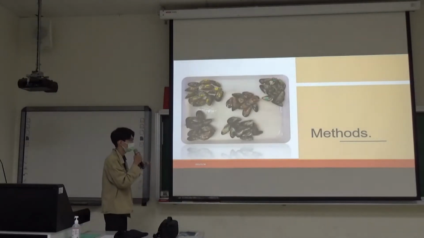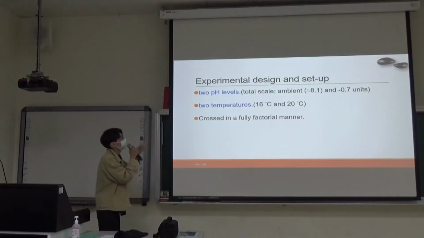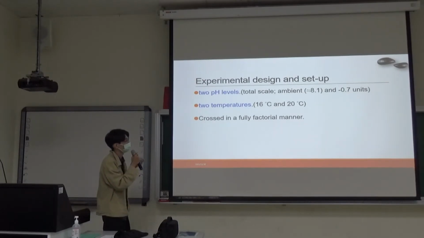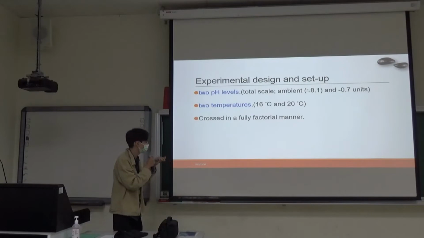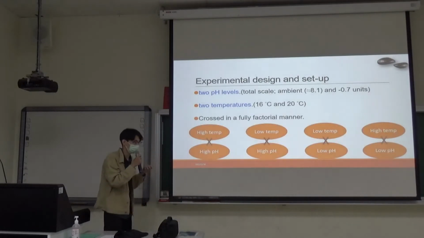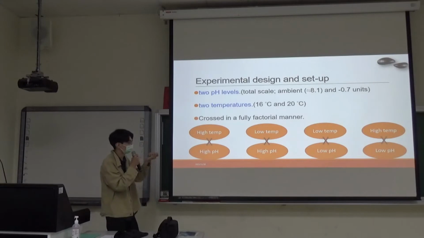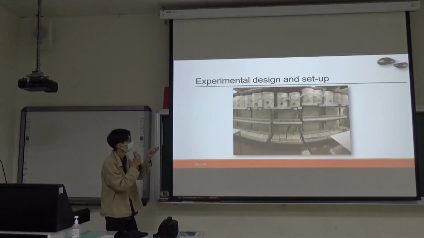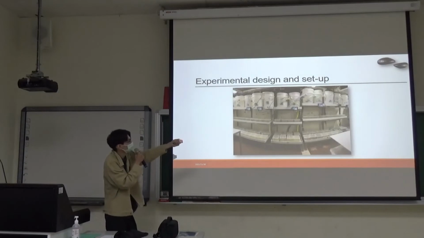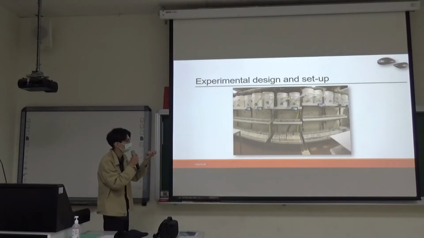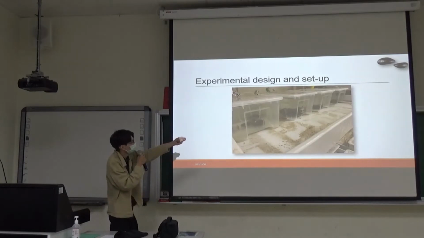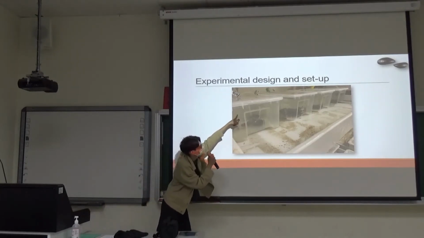Okay, let's talk about the method. Our experiment is designed with 2 pH levels and 2 temperatures. We want to simulate the different conditions in the ocean. And we cross them in a fully factorial manner like this, so we can test each factor by these 4 different treatments. This picture shows where we do the experiment, and in this picture you can see the mussels in the chamber.